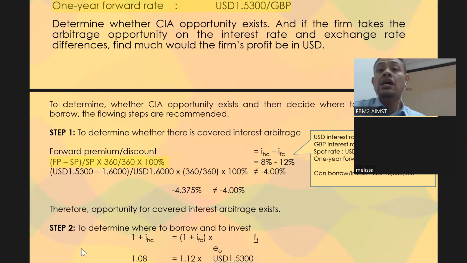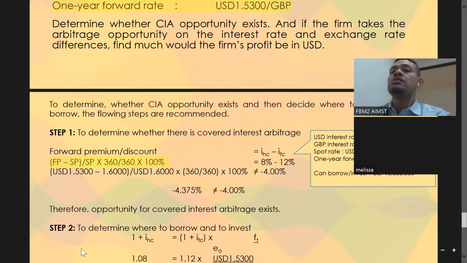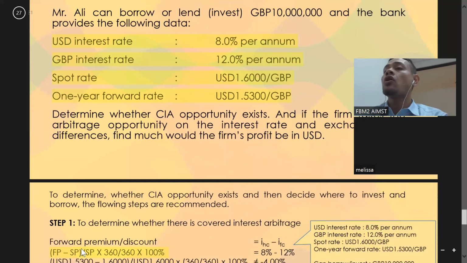If it is 6 months, 360 divided by 6 months is 180 days. If it is 1 month, it is 30 days. If it is 2 months, it is 60 days. Then times 100% equals the interest rate of the home country minus the interest rate of the foreign country. How do we know which one is home and which is foreign? The left side is the home country, while the right side is the foreign country.